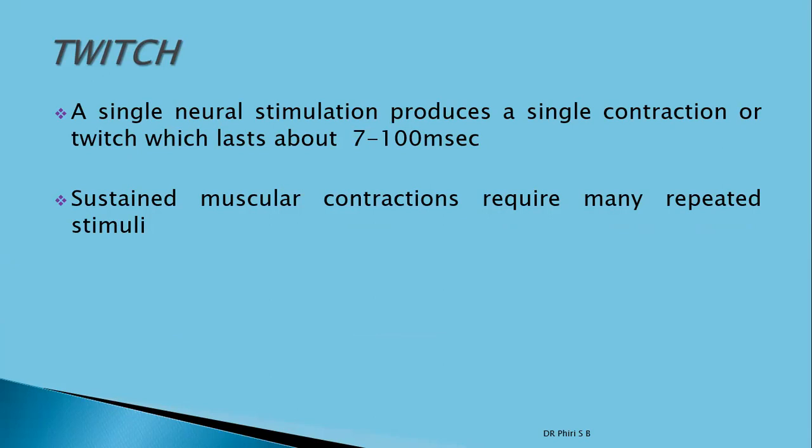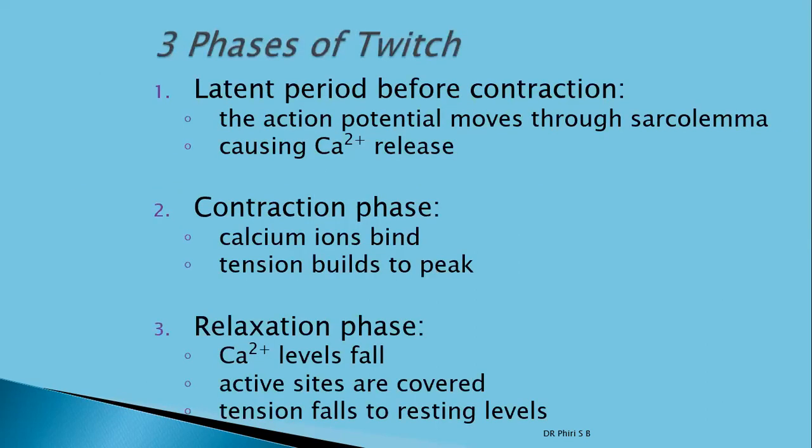So sustained muscular contractions require many repeated stimuli. If you want to sustain muscle contractions, you need to continuously stimulate the muscle to contract. So repeated stimuli will sustain muscle contractions. So you have multiple muscle twitches. The muscle twitch is divided into three phases.